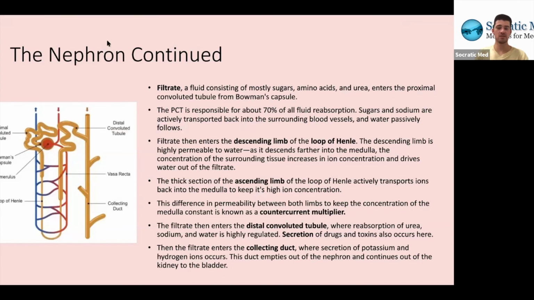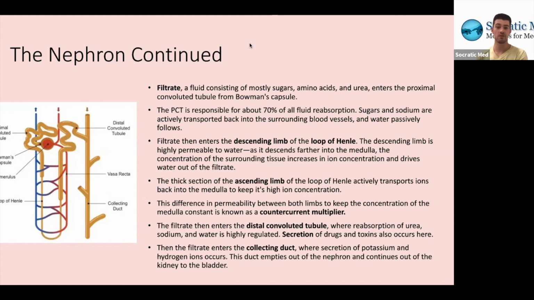So the nephron continued. Filtrate, as I mentioned before, is the fluid that leaks into Bowman's capsule and goes through the entire lumen, this whole loop. It's a fluid consisting mostly of sugars, amino acids, urea, and it enters the proximal convoluted tubule from Bowman's capsule.